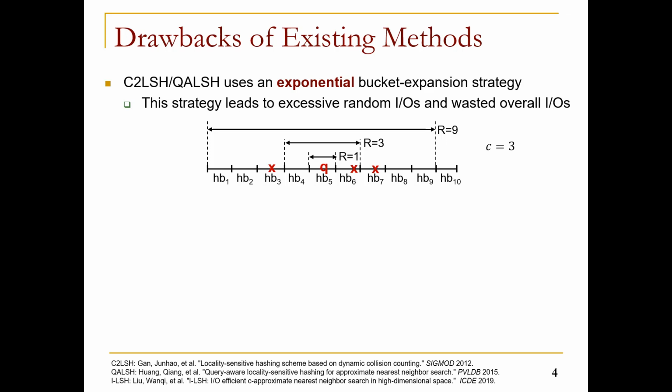In the first figure, the query will expand 3 times to radius 9 for finding the top 3 neighbors, leading to excessive random and overall IOs. This is especially significant when the radiuses are large.